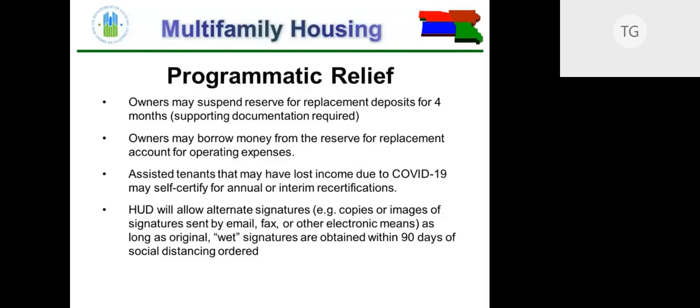On the tenant side, tenants that have lost income from COVID-19, so in Bob's case, his income went down, would do an interim recertification, and it allows individuals to self-certify. And so they would be able to get their rent changed quicker than needing to go out and do third-party verification with employers. There's also signatures. Because social distancing is in place, it allows an electronic signature to be used temporarily, where the individual would then have to fully sign 90 days after the termination of social distancing orders.